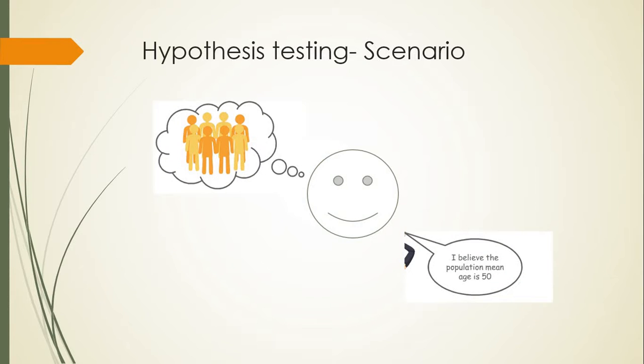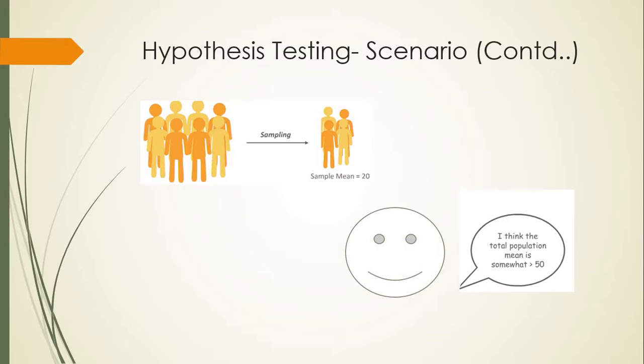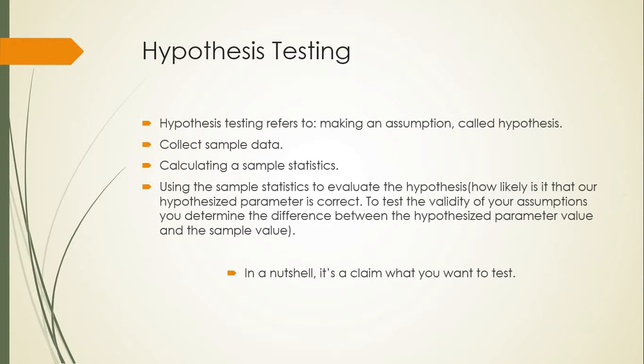Let's take a scenario. Suppose this is Tom and he is taking a population. He's researching the age of the total population, and he believes that the population mean age is 50. Then he takes a sample and finds the sample mean to be 20. Then he hypothesizes that the total population mean is somewhat more than 50. So what is hypothesis testing first? We'll know, then we'll understand what Tom is trying to do.